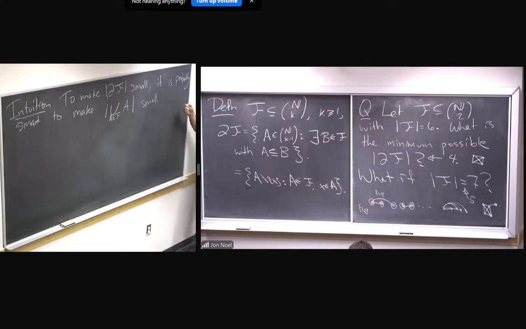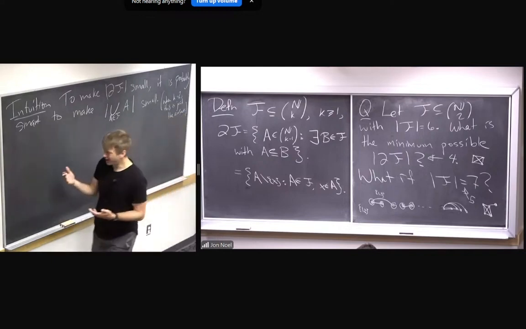And actually, when k equals 2, this is the only thing you need to do, right? So this is just the answer: just make that as small as possible. Because anything covered by one of the sets is going to show up as a singleton element in the shadows.